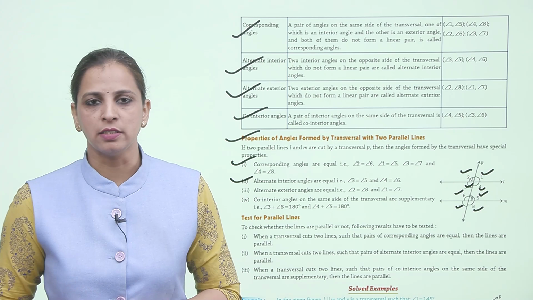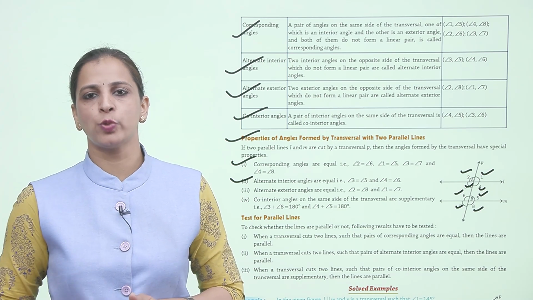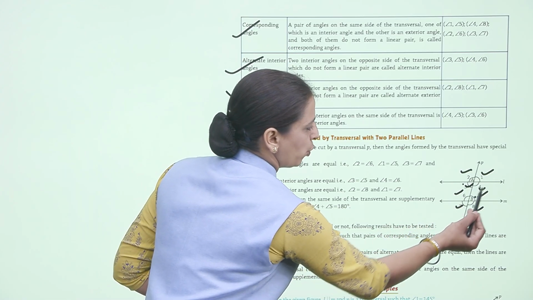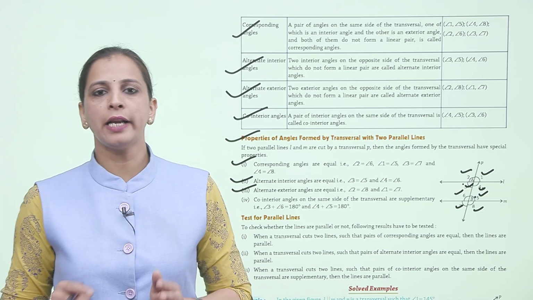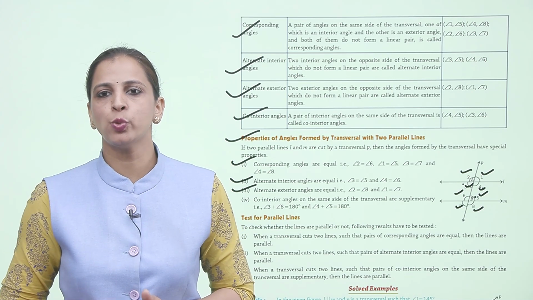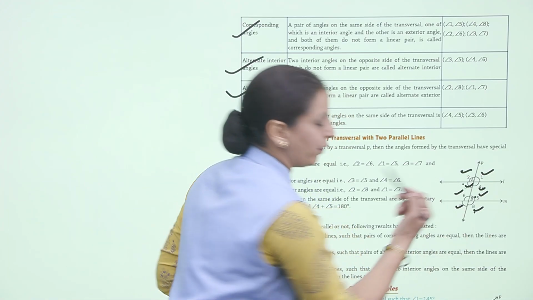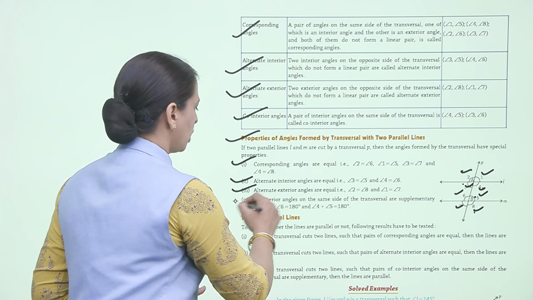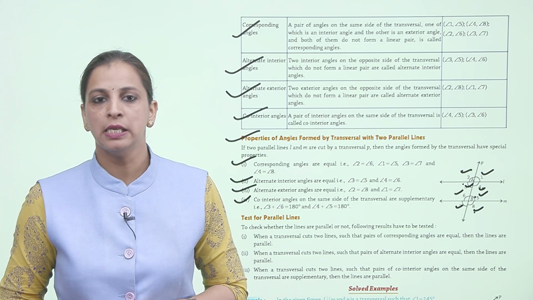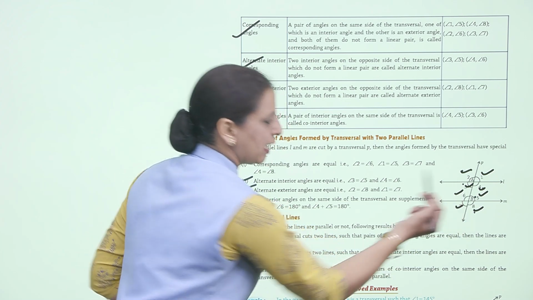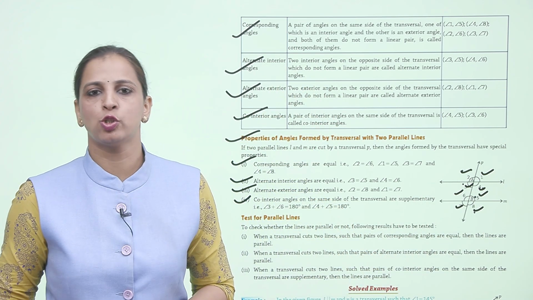Now, second, alternate interior angles are equal. Angle 3 is equal to angle 5 and angle 4 is equal to angle 6. 3 and 5, 4 and 6. Now third, alternate exterior angles are equal. That is, angle 2 is equal to angle 8 and angle 1 is equal to angle 7. Angle 2 and 8, 1 and 7. Now fourth, co-interior angles on the same side of the transversal are supplementary angles. That is, angle 3 plus angle 6 is equal to 180 degrees. Angle 4 plus angle 5 is also equal to 180 degrees.